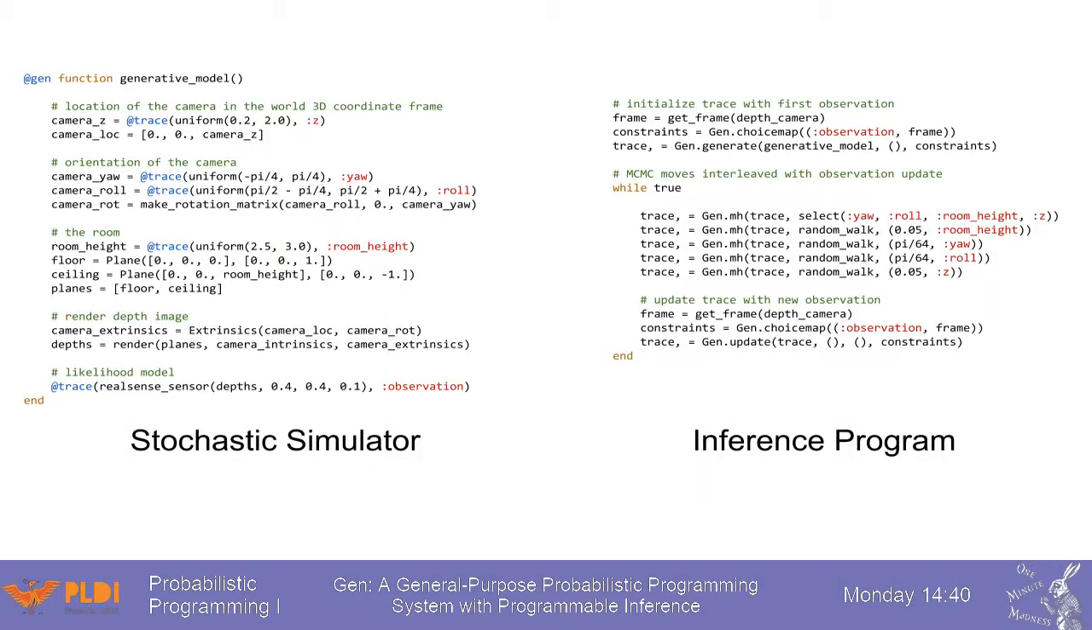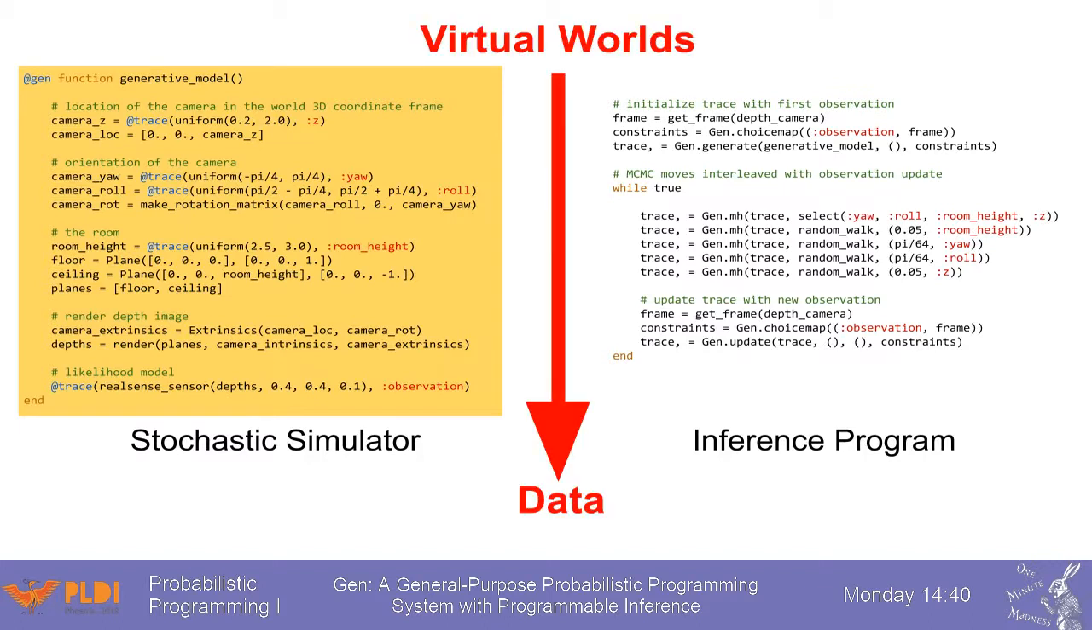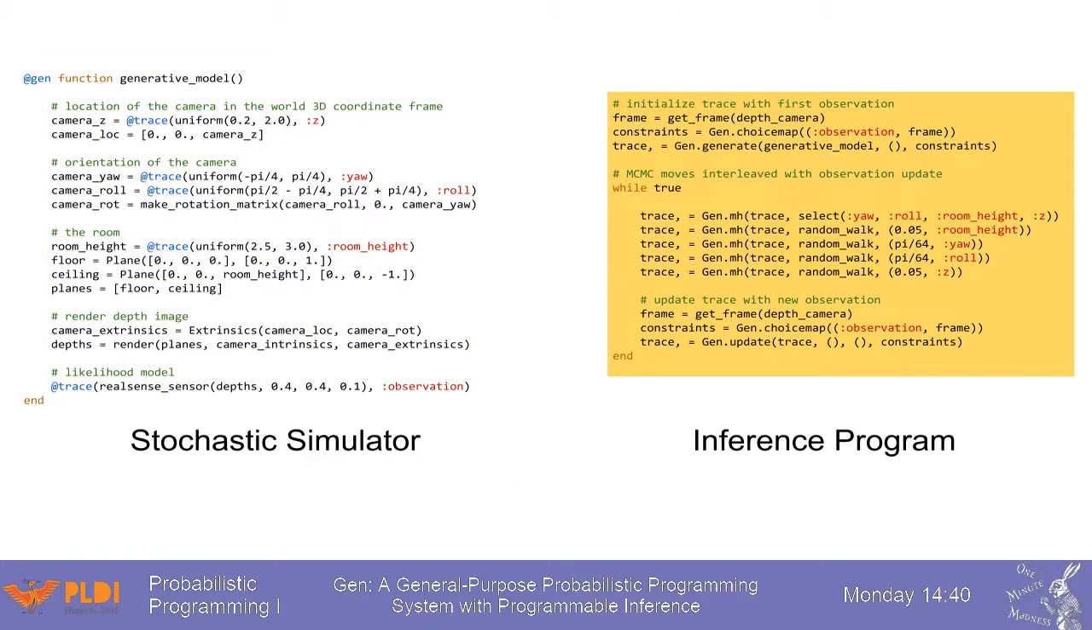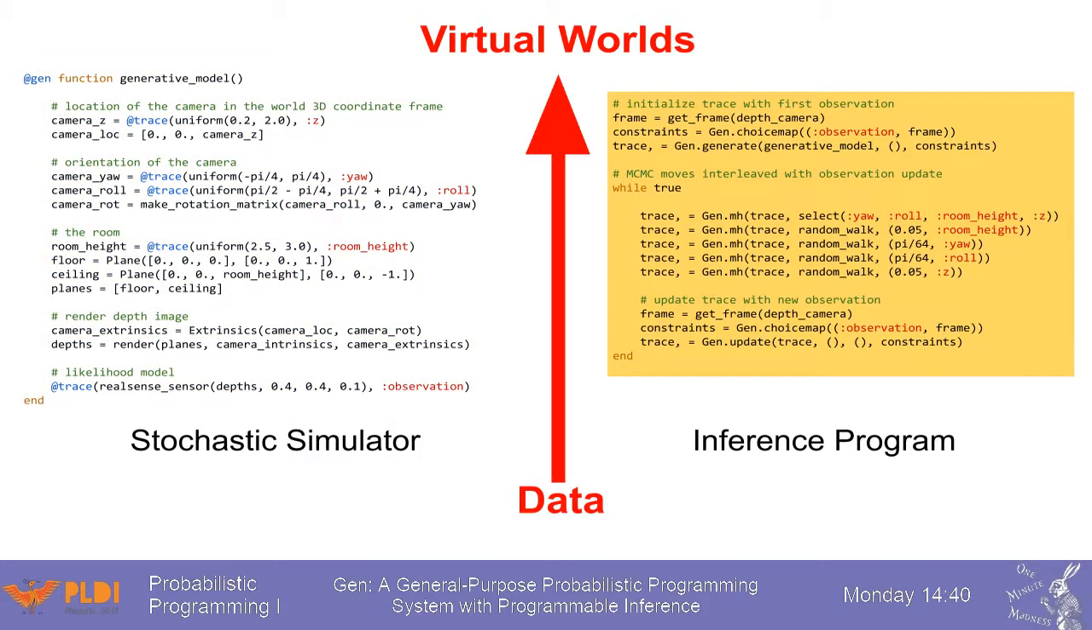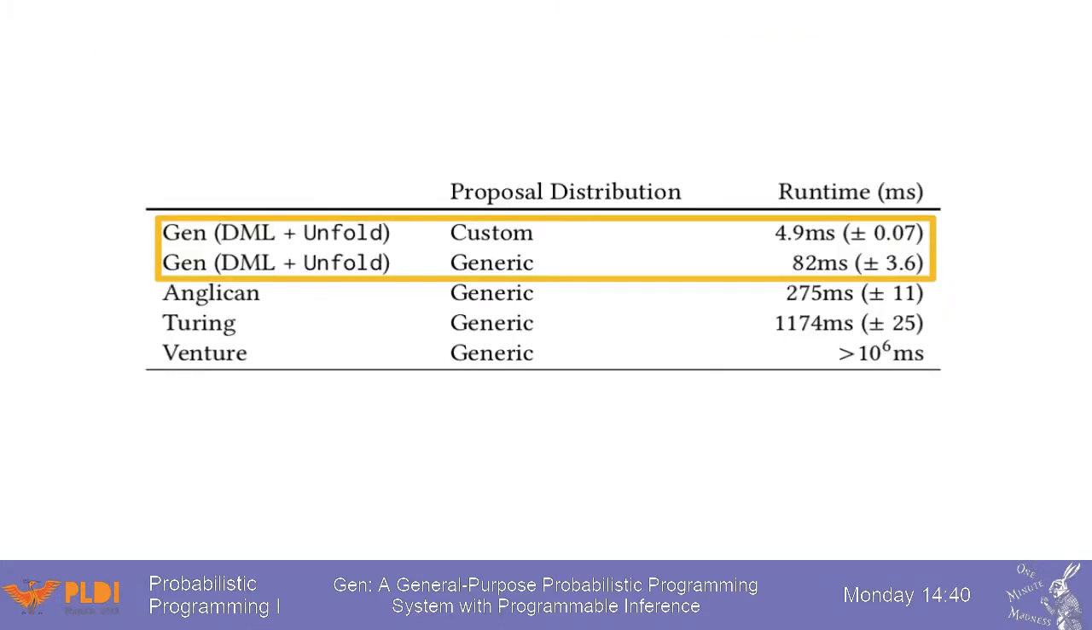A user of Gen writes two programs. The first is a stochastic simulator that generates virtual worlds and virtual data collected from those worlds. The second is an inference program, which inverts the simulator to give virtual worlds that explain real-world data. Gen uses an extensible set of interoperable modeling languages that strike different performance efficiency trade-offs or support specialized classes of computations like deep learning. These features allow Gen to offer state-of-the-art performance on a number of challenging tasks.